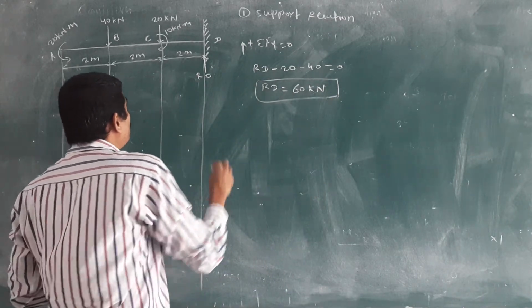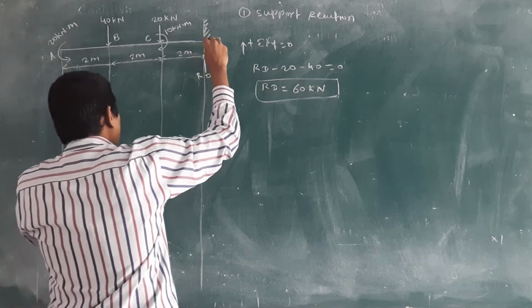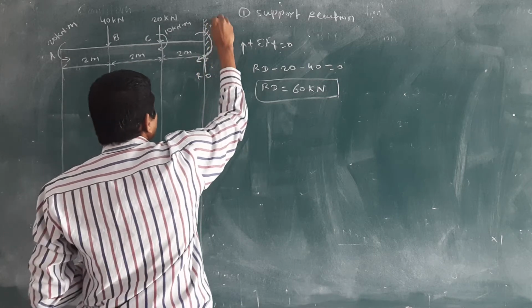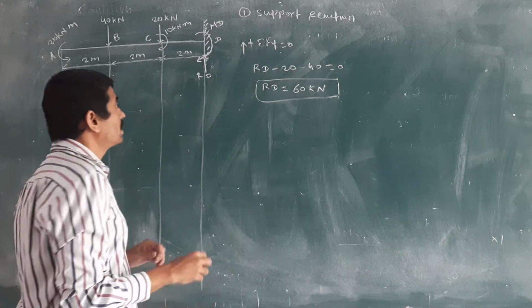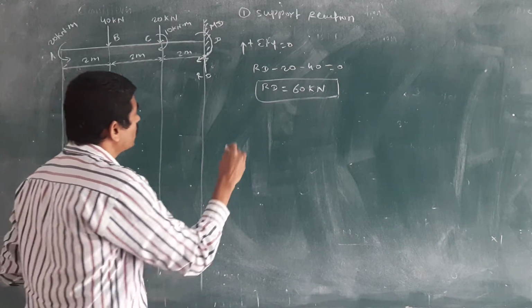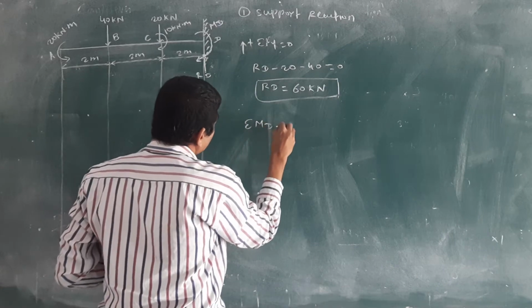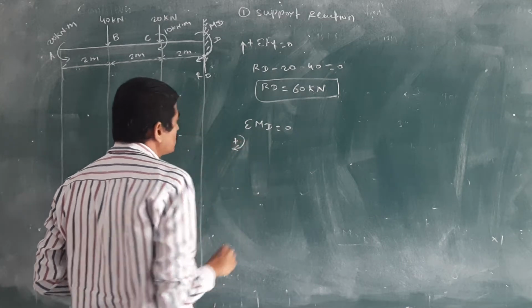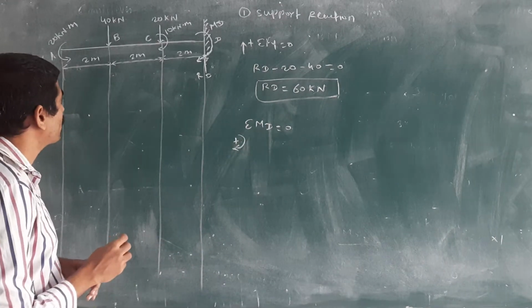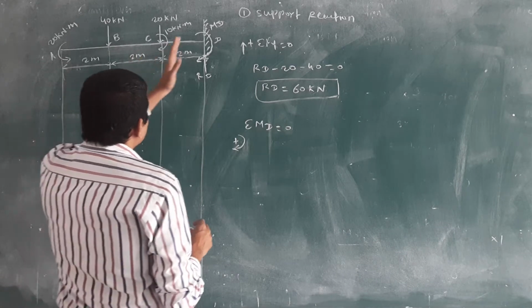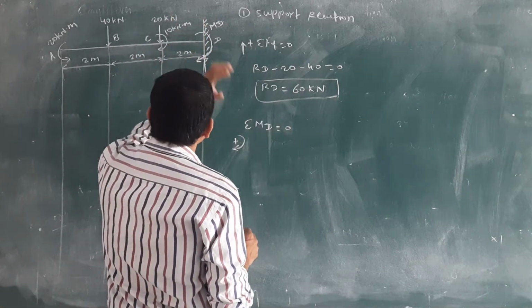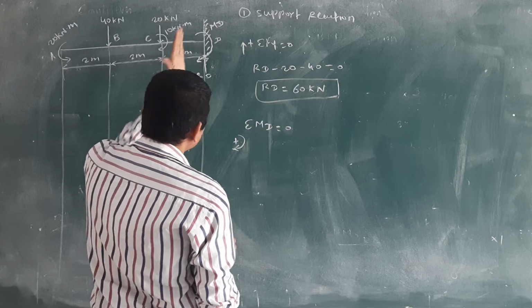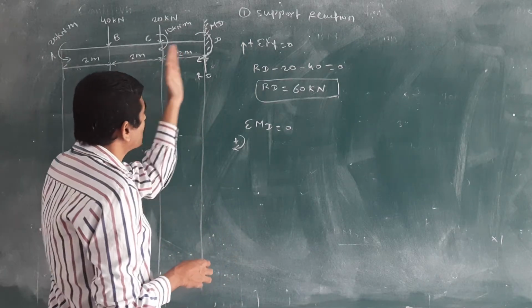In a similar way, we want to consider the moment at point D in the clockwise direction. We can say this moment is MD. We will calculate summation of MD is equal to 0. We will consider clockwise positive. Then we take the moments about point D, coming from left to right.